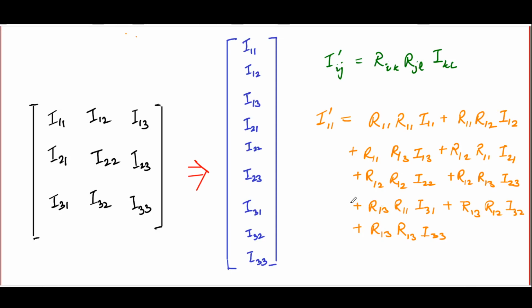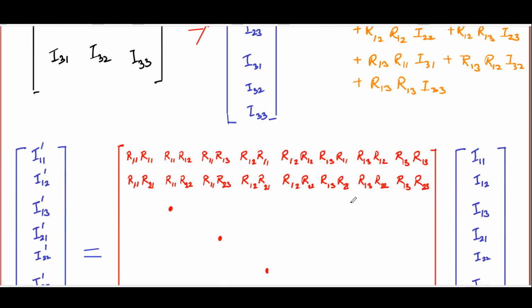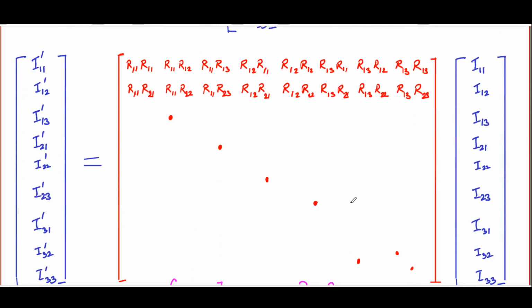So it is pretty easy to write down the 9 by 9 matrix which actually acts on this 9 by 1 column vector to produce the new 9 by 1 column vector made out of I'11, I'12, and so on. And that is what is written here. Since the 9 by 9 matrix is a big bother to write down, I have not bothered to write down all its terms. R11, R11, R11, R12, this is of course the first row. This is from the expansion of I'11 which you just saw.